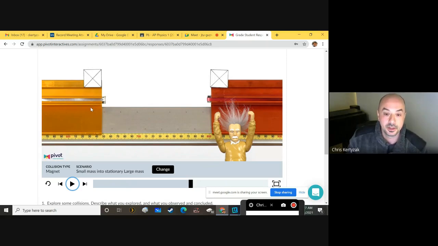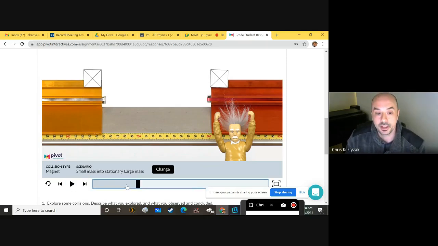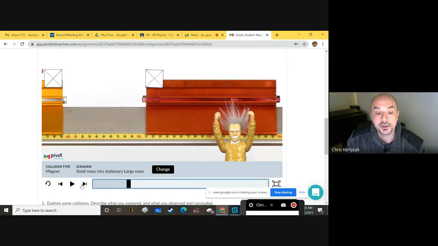on an AP exam. The lighter object, regardless of its speed, if it's the one that's moving and about to collide with a heavier stationary target, will always bounce off, or ricochet, if you want to call it that, off of the heavier object, and it will reverse direction 100% of the time.